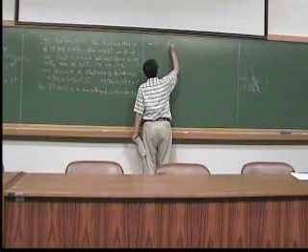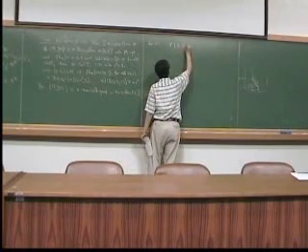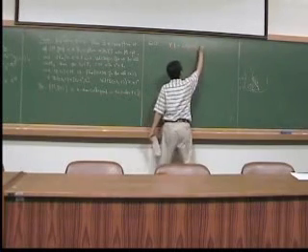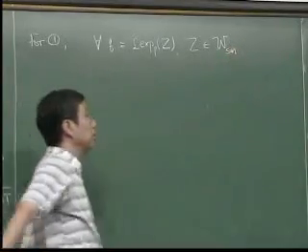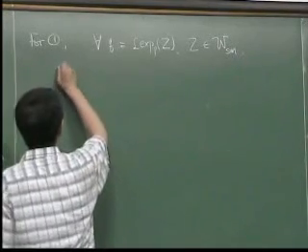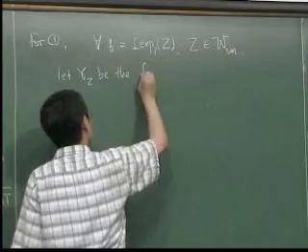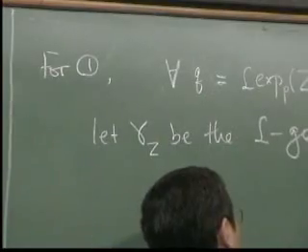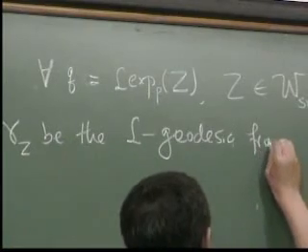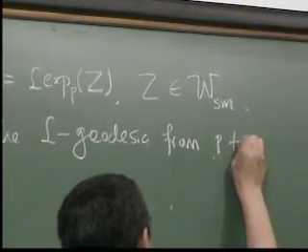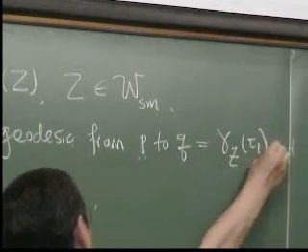For any z, for any q equal to L exponential of p of z, where z is small. So let gamma z be the unique geodesic from P to Q, equal to gamma z of tau 1.